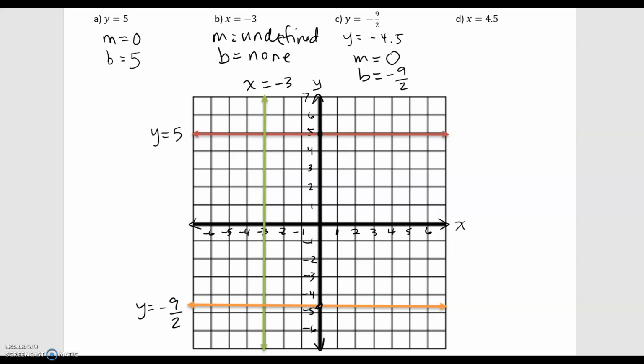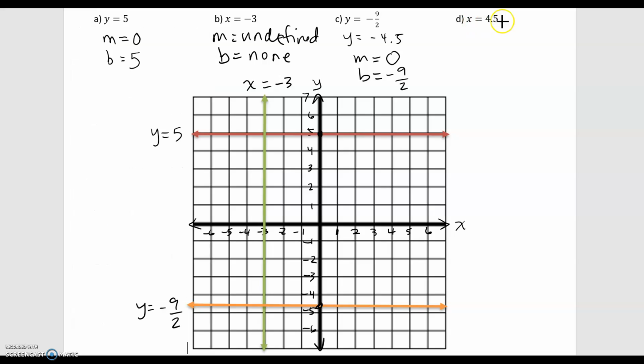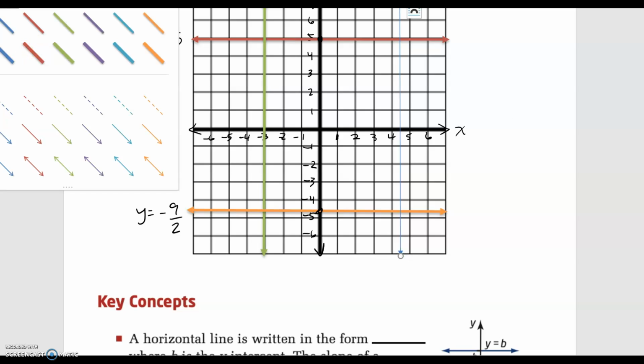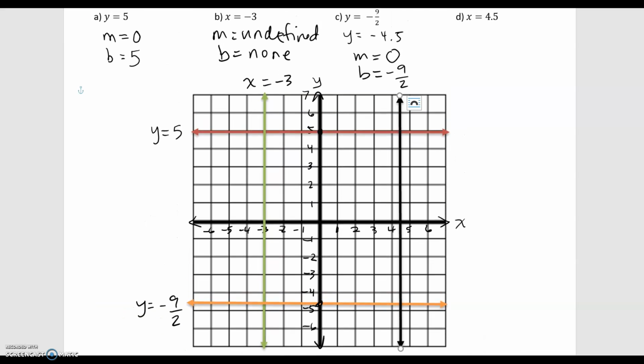All right, last line, x equals 4.5. So we're going to go ahead and graph. It goes through the x-axis at 4.5, which is approximately here. Oops, went too far there. Okay, and we'll just change the thickness. And then we'll label with the equation, which is x equals 4.5. So this is a vertical line. We know all vertical lines have a slope that's undefined. And it has a y-intercept of none, because it does not pass through the y-axis.